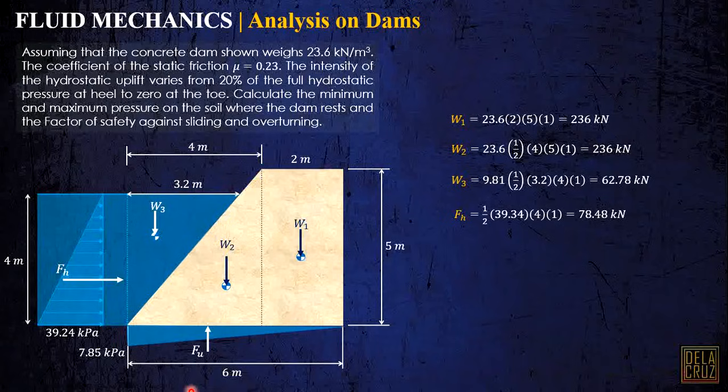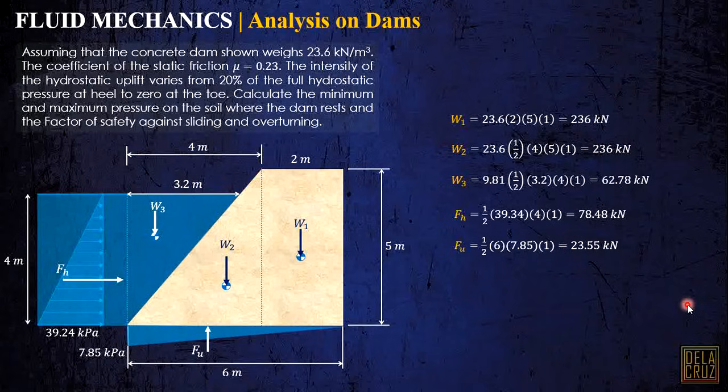Now, the FU naman, the uplift force due to the hydrostatic uplift. So, of course, that is the same. Just the area of this one. Gamma bar H, 1/2 of base, the base is 6 meters, times height of 7.85 kilopascals, times perpendicular strip of 1, and that is 23.55 kilonewtons.